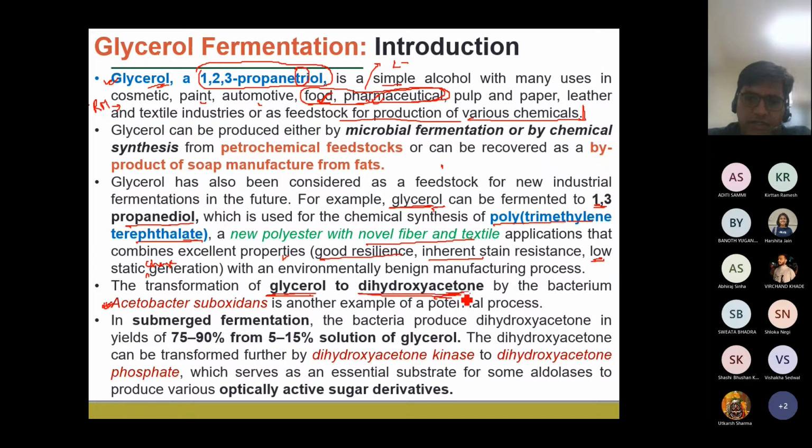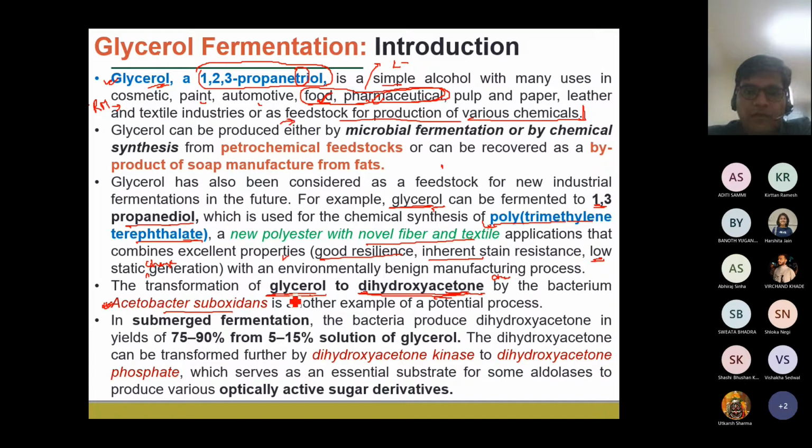And they have this dihydroxyacetone, which is used as a precursor for production of different types of polymeric additives and so on. This conversion of glycerol to dihydroxyacetone can be catalyzed by some chemicals with a catalyst, or it can also be carried out by the bacterium called Acidobacter suboxydans. Okay, so glycerol can actually act, and this is very important, as a feedstock for the production of various chemicals.